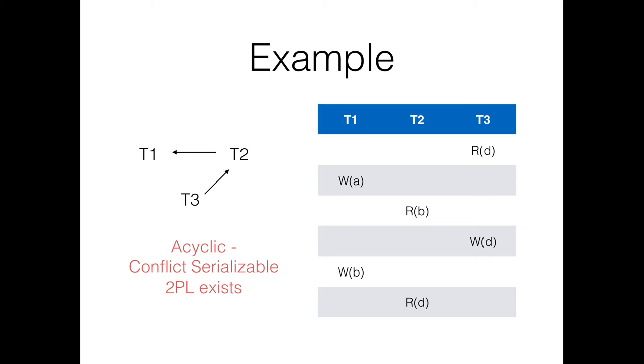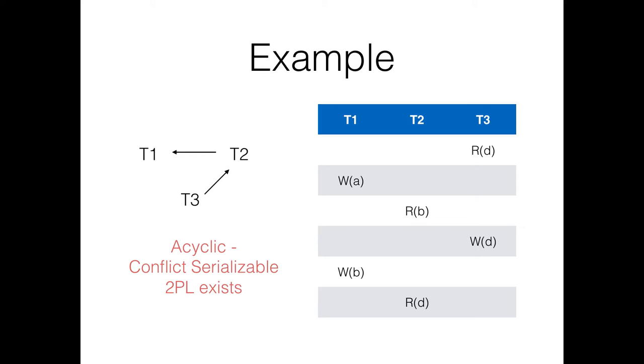So we can create an edge going from transaction two to transaction one, saying that transaction two performed an operation on B conceptually before transaction one performed an operation on B. And similarly, transaction three performed two operations on D before transaction two performed an operation on D. So the dependencies that we create: transaction three feeds into transaction two. This graph ends up being acyclic. There's essentially a consistent order for these operations.